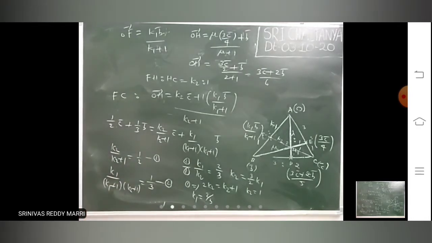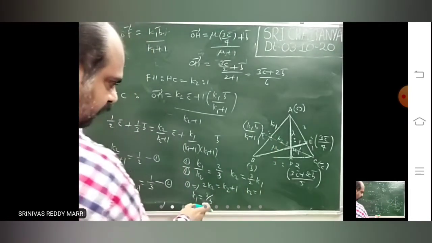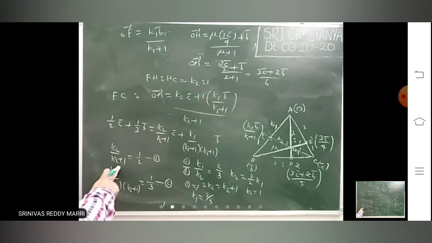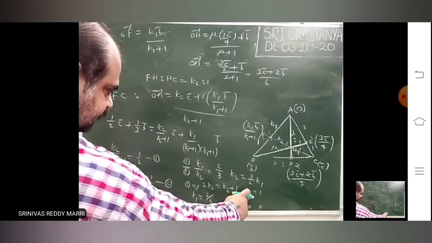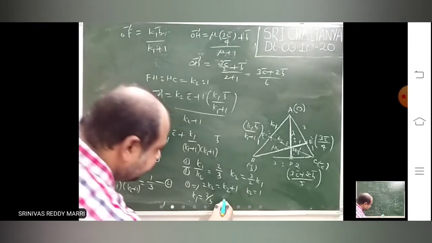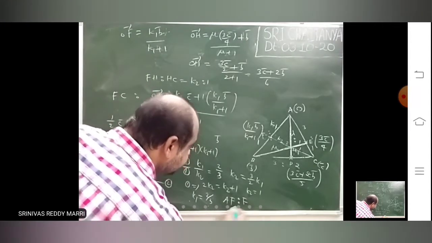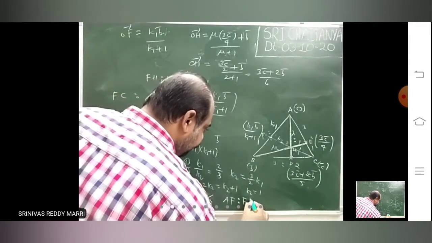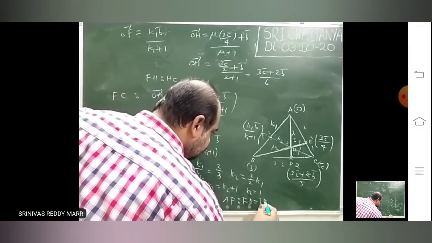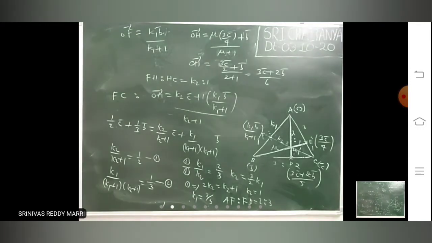Right? So this K1 you got from this relation, 2K2 equal to K2 plus 1. K2 is 1, so K1 is nothing but 2 by 3. Therefore, AF is 2, FB is nothing but 2 is to 3. Like that. So like that, ratios can be calculated by using vector methods.